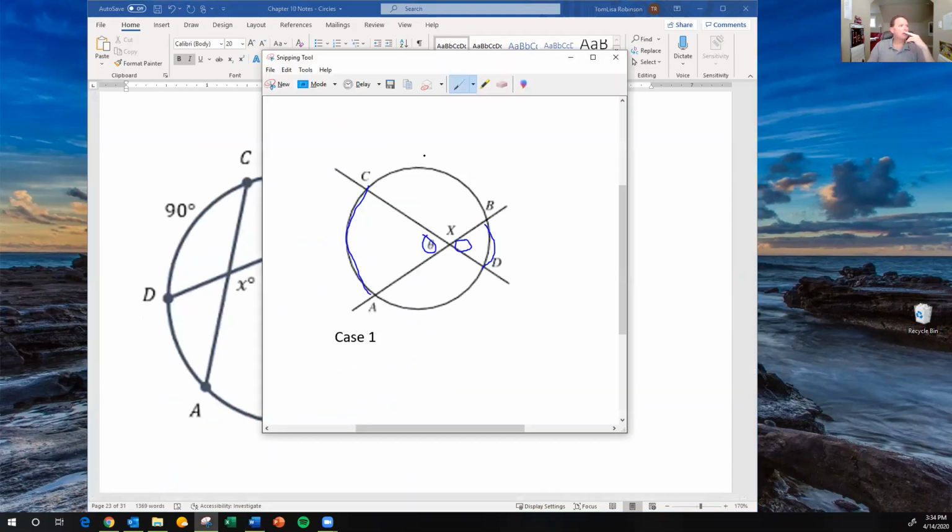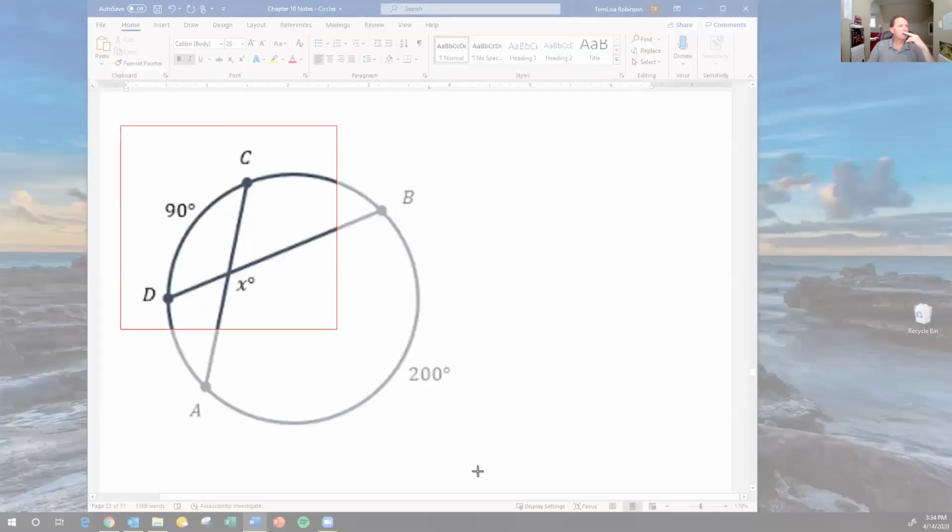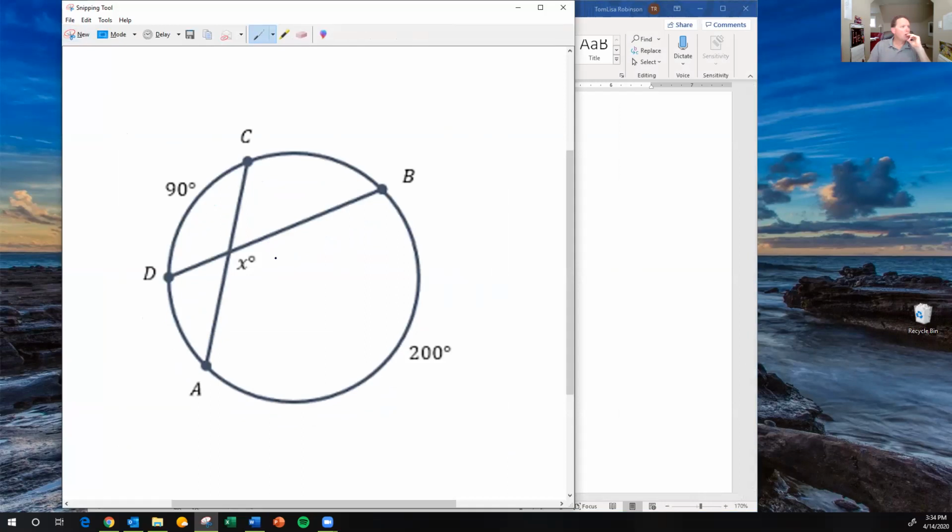And I'm going to probably do this again with screenshots more than the whiteboard. So the question is asking us for this angle right here. And by the way, this is also going to be x, again, because they're vertical angles. So if you look at this, you'll notice that these angles actually lead to 2 arcs. The x on this side leads to that arc, and the x on that side leads to that arc. Now, that doesn't mean that either of these is 90 or 200. What I'm saying is those are the angles and those are the arcs.